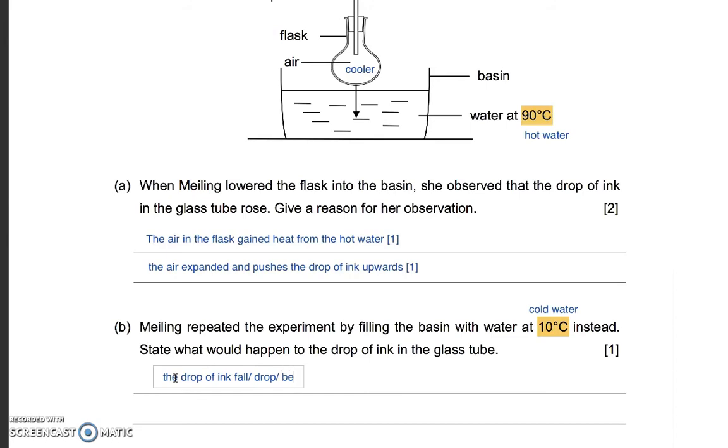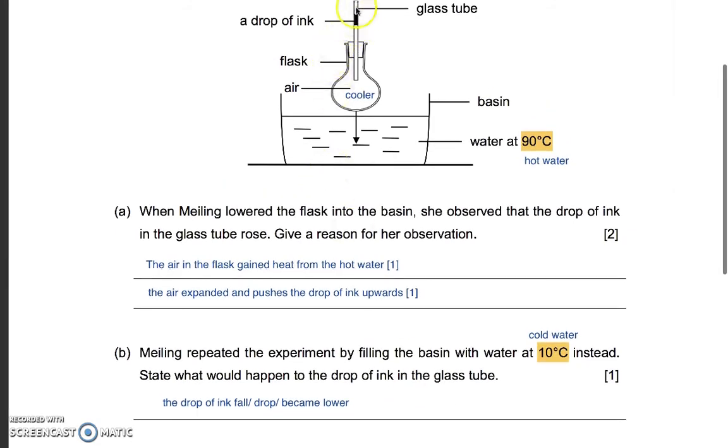So the drop of ink will actually fall, or you can see the drop of ink drop. Or you can say it became lower. Alright, so any one of these is possible. Please take note that you cannot say that it will not rise, because even at room temperature, the drop of ink is not moving. So "will not rise" means that it is stationary, but in this case, because it's cold water, the air will actually contract, causing the ink to drop. So it will definitely drop and become lower.